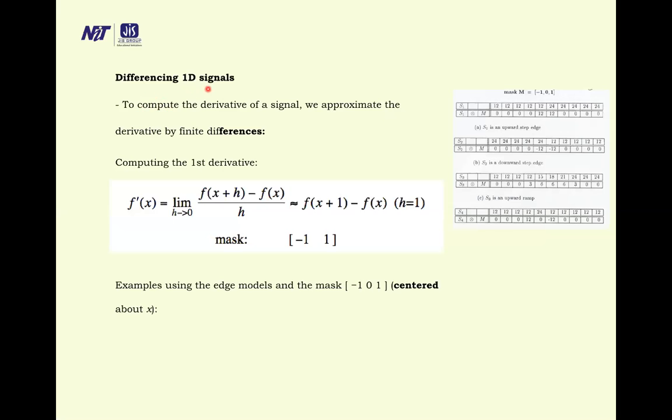Differencing first derivative signals. To compute the derivative of a signal, we approximate the derivative by finite differences. So, the first derivative is given according to calculus like this. This can be represented by the mask -1 and 1. Example using the edge models and the mask -1, 0, 1 centered about x. So, this is an example.